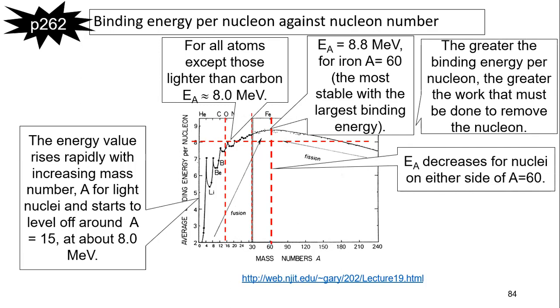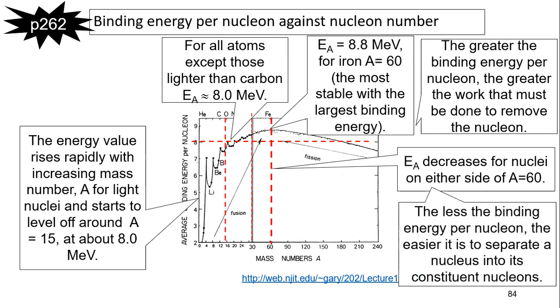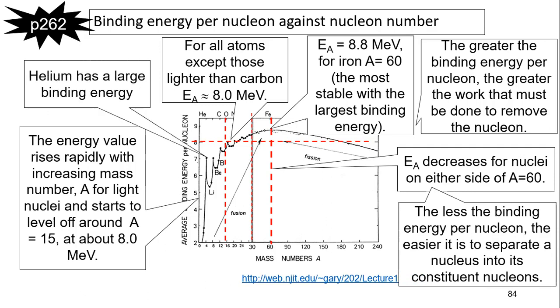After iron, the binding energy decreases again to less than 8. So the less binding energy per nucleon, the easier it is to separate the nucleons from inside the nucleus. That's the point to you. Helium has a large binding energy.